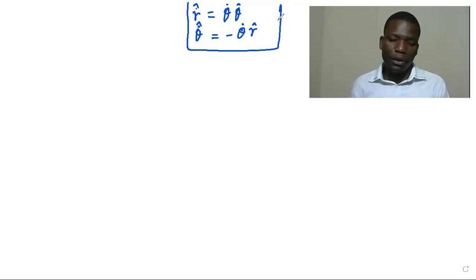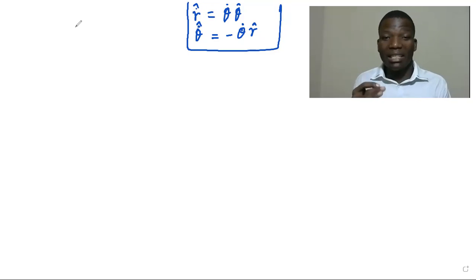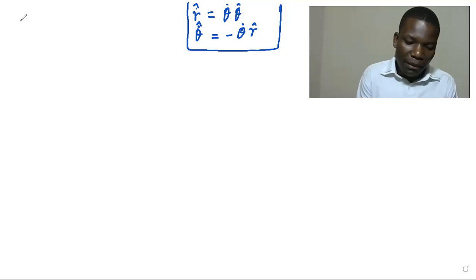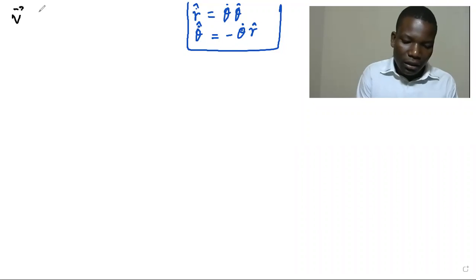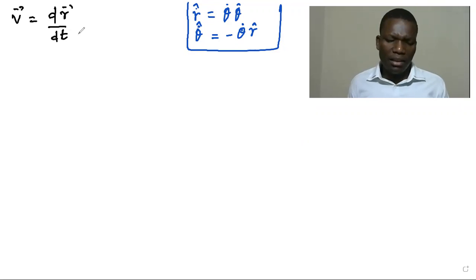Without wasting time, we have the velocity of a particle in a central force field. Let me use black. This velocity is given by the change in position with respect to time. This is how velocity is given.